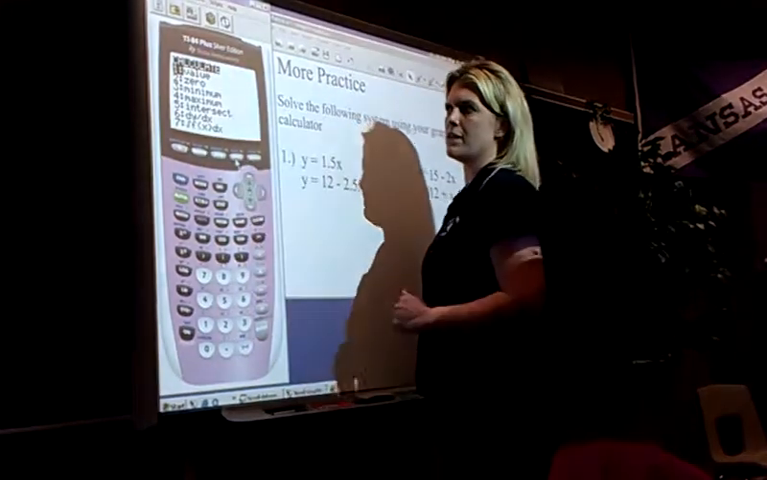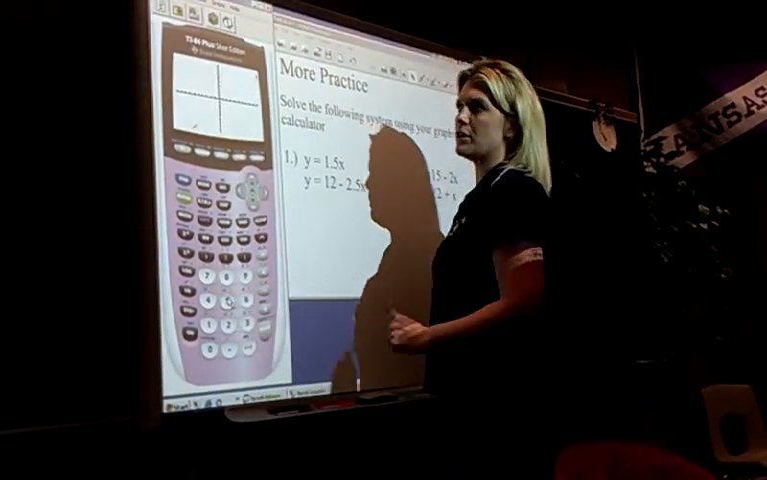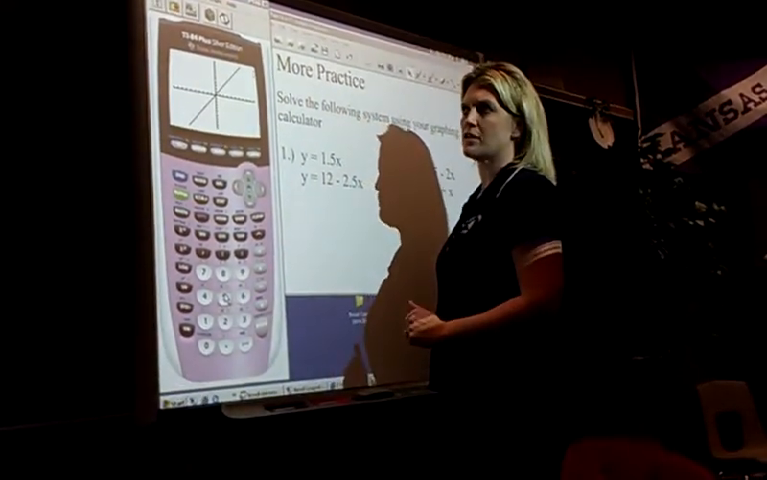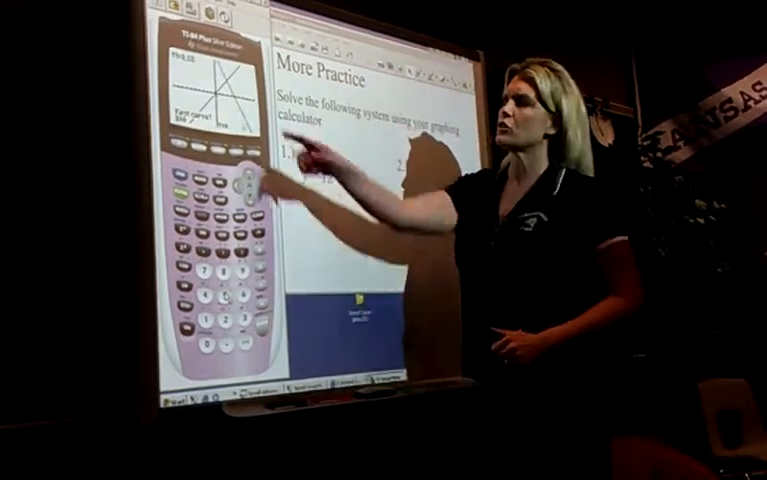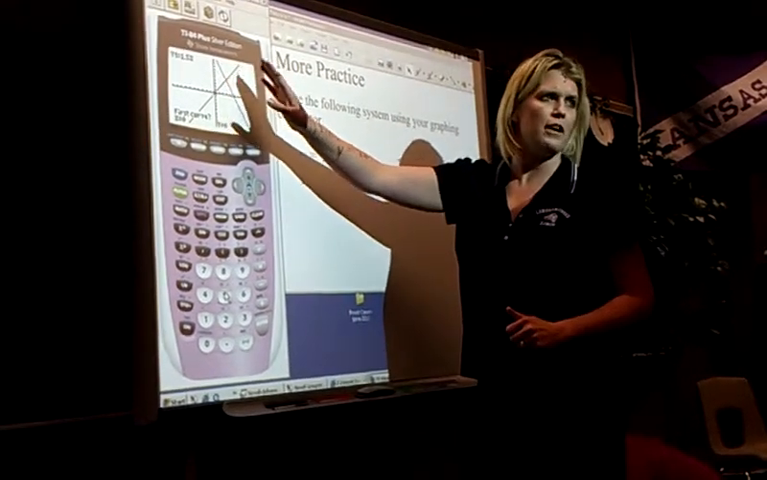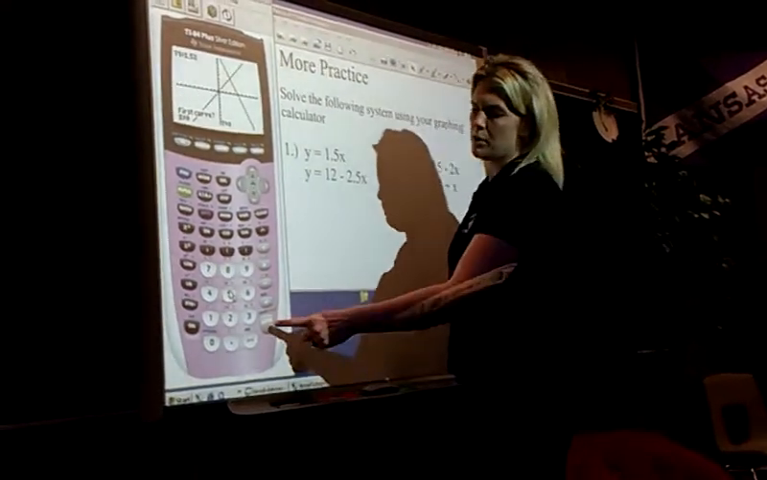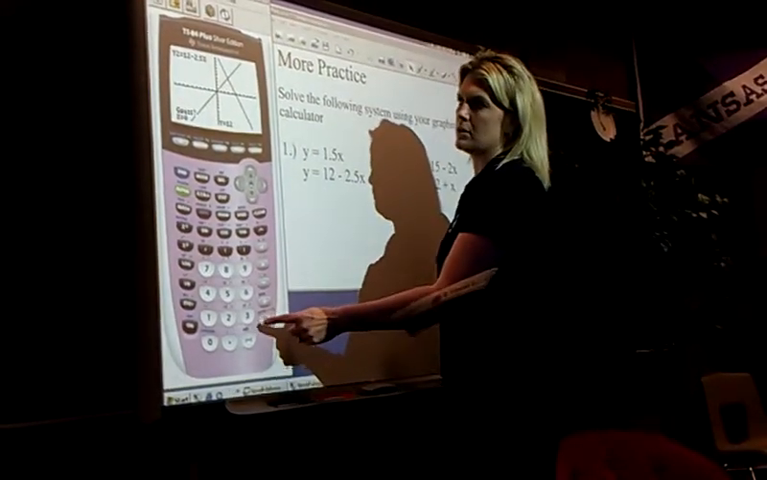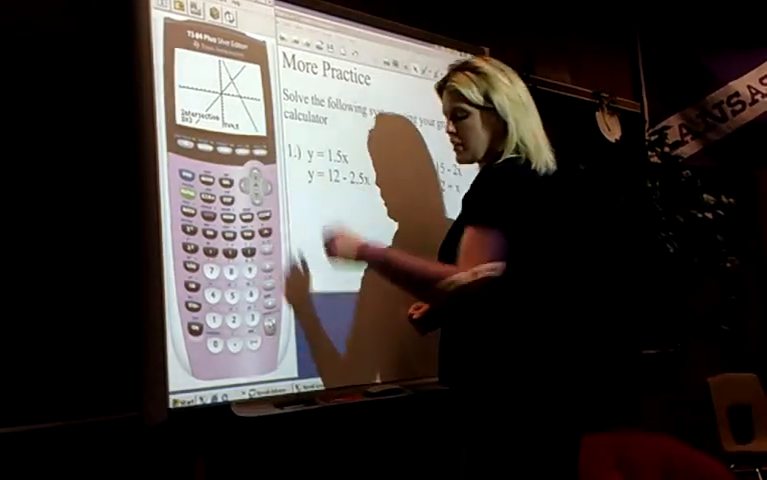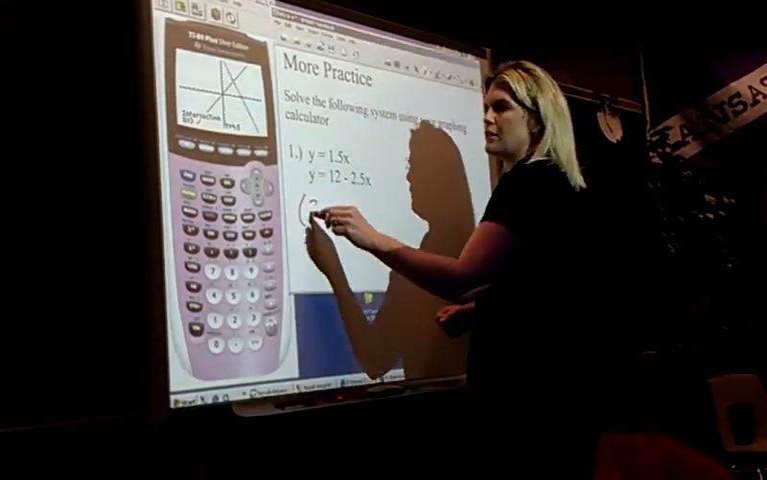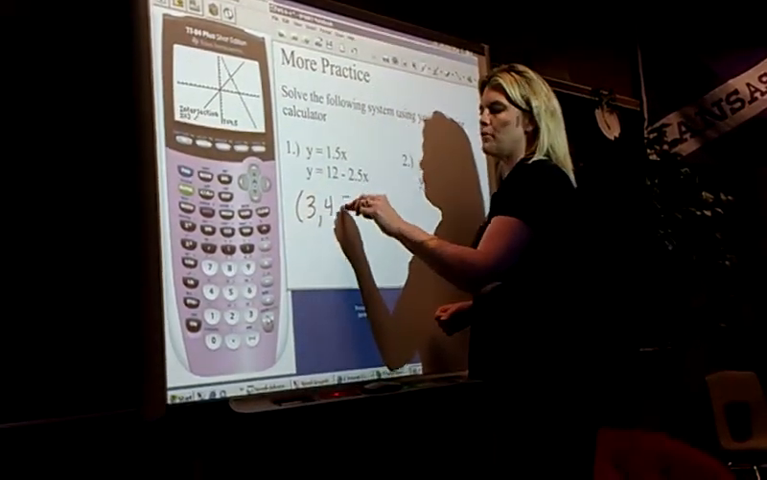Second, trace, 5 for intersect, and let the two lines graph. You need to make sure that you can see both of them on the graph for this to work. Press enter 3 times. My intersection point, you should have gotten 3 and 4.5.